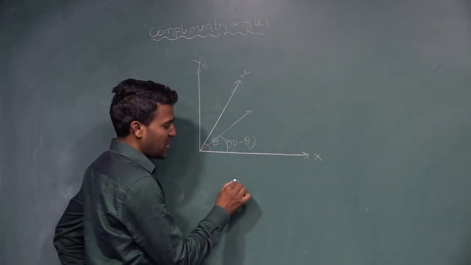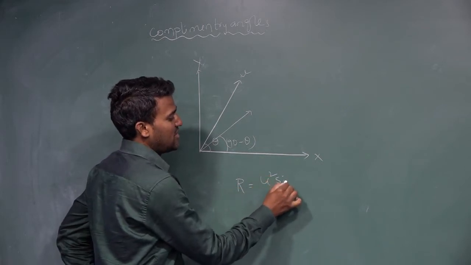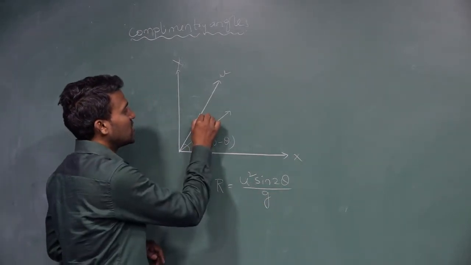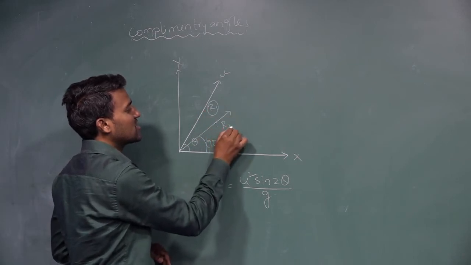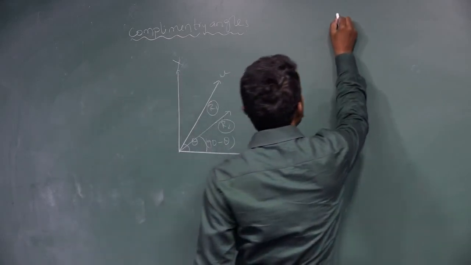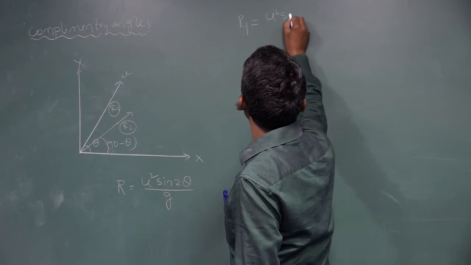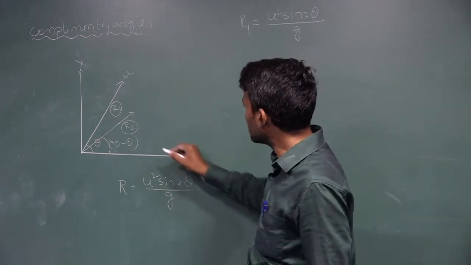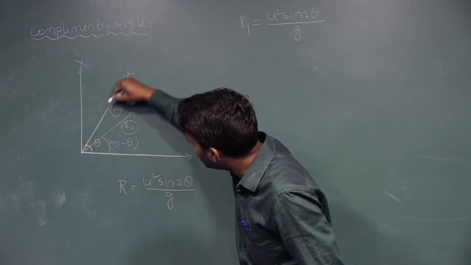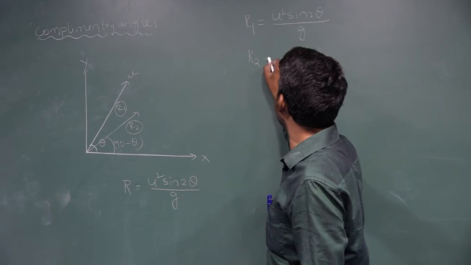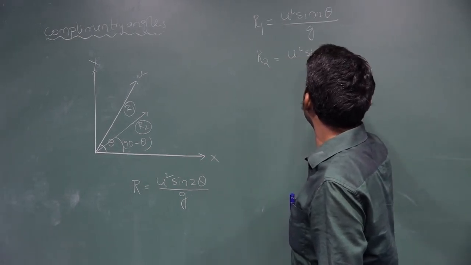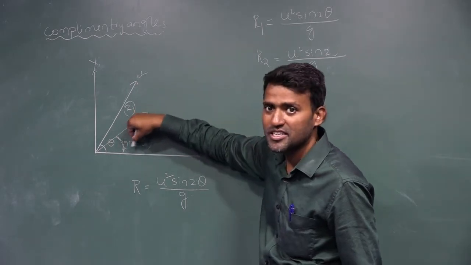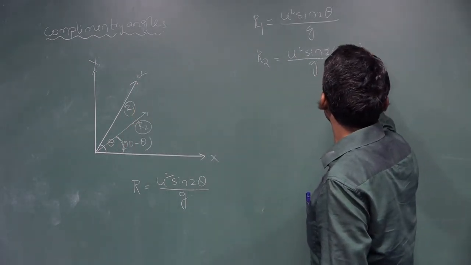Now we know the range equation: R is equal to u square sin 2 theta divided by g. For the first one I am taking the range as r1, and for the second one the range as r2. So r1 is equal to u square sin 2 theta divided by g, because I consider this angle as theta. For the second, r2 is equal to u square sin 2 theta divided by g, where the angle is 90 minus theta. This is equation number 1.